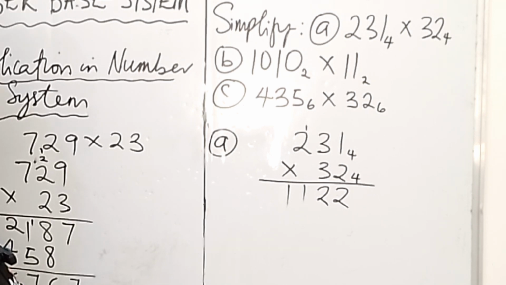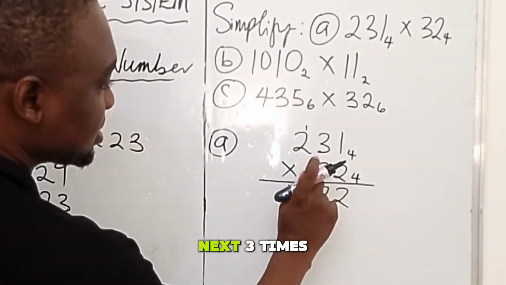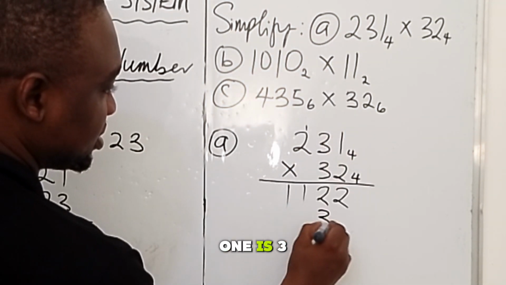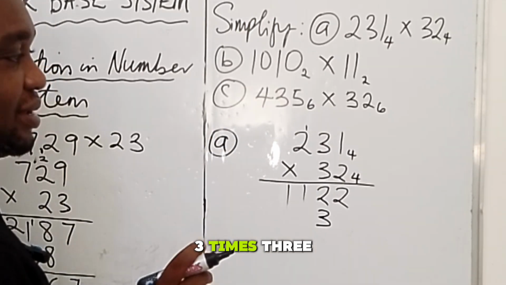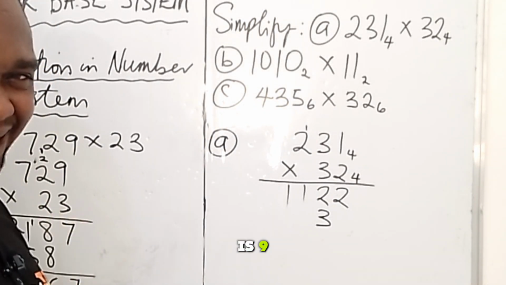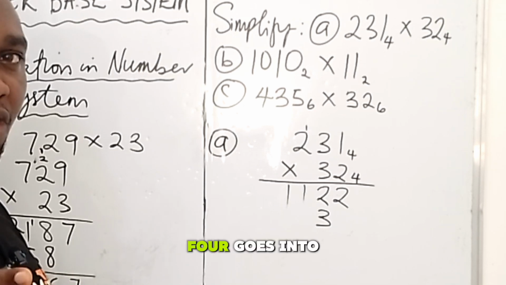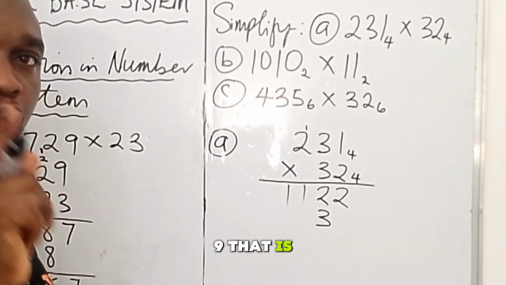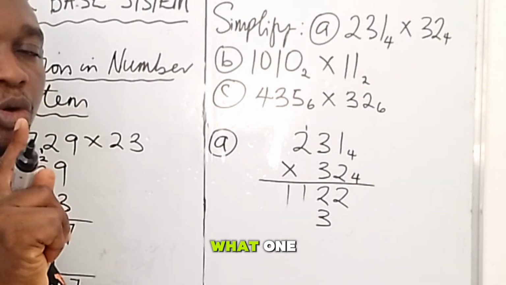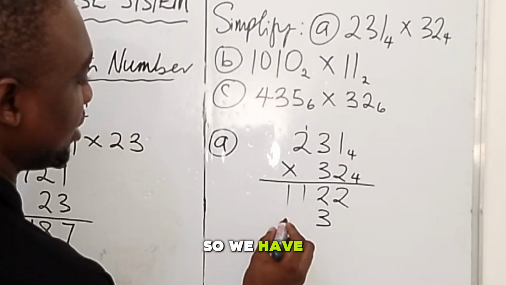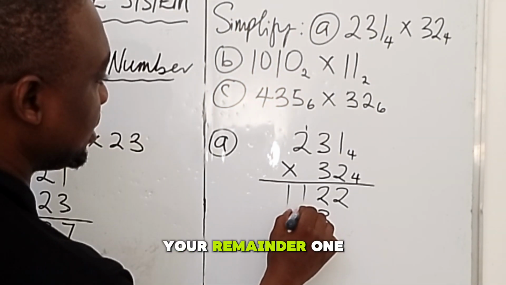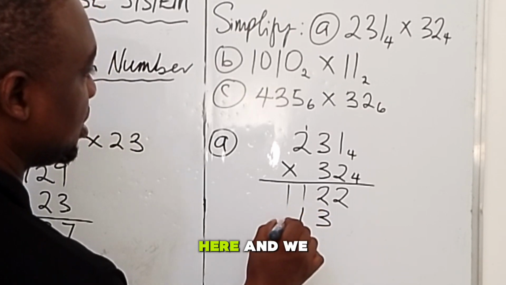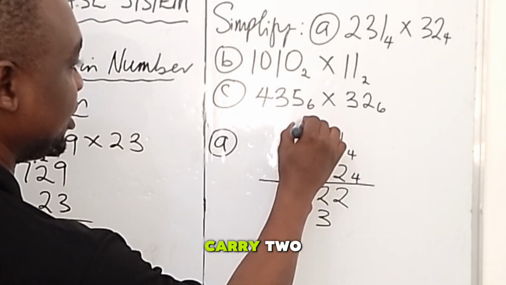Are we there? Next, 3 times 1 is 3. 3 times 3 is 9. 4 goes into 9, that is 2 times. Remainder what? 1. So we have your remainder 1 here, and we carry 2.